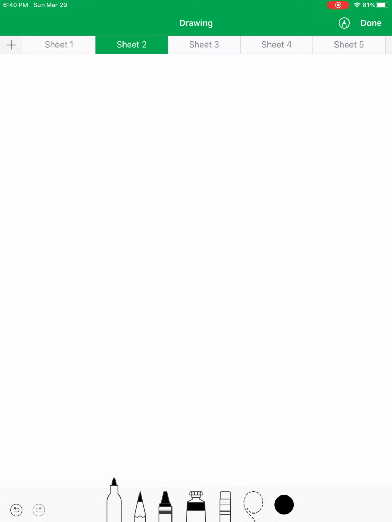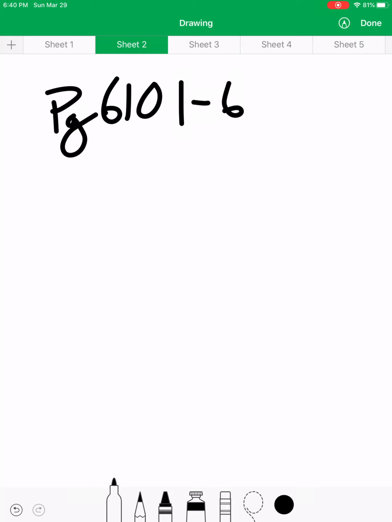Today, what we're going to be doing is going over that last assignment that I gave y'all from Friday. So that assignment, once more, was page 610, problems 1 through 6, number 8, and then 13 through 18.